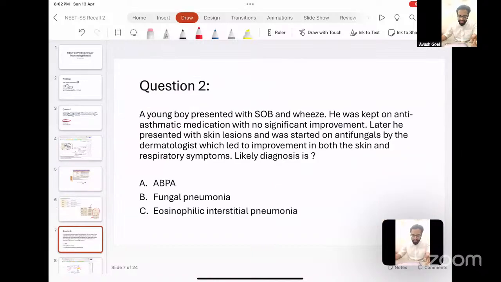The next question that was asked was that there was a young boy with shortness of breath and wheeze. The patient was kept on anti-asthmatic medication with no significant improvement. Later the patient had some skin lesions for which he was started on antifungals by the dermatologist. After taking these antifungals, the patient reported improvement in both the skin and respiratory symptoms.